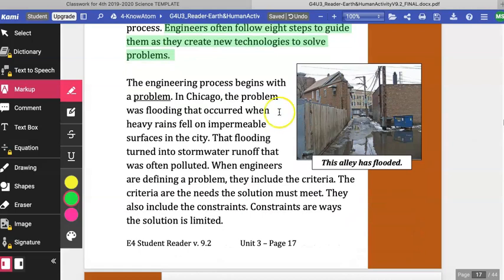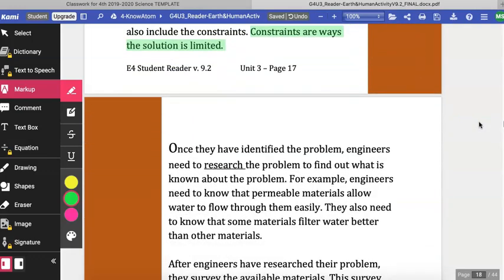The engineering process begins with a problem. In Chicago, the problem was flooding that occurred when heavy rains fell on the impermeable surfaces in the city. That flooding turned into stormwater runoff that was often polluted. When engineers are defining a problem, they include the criteria. The criteria is the needs the solution must meet. They also include constraints. Constraints are ways the solution is limited.